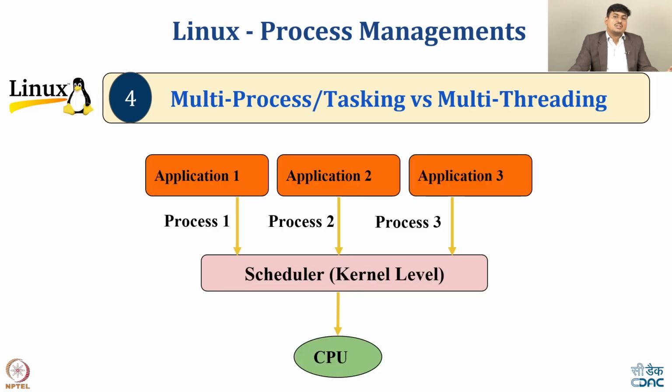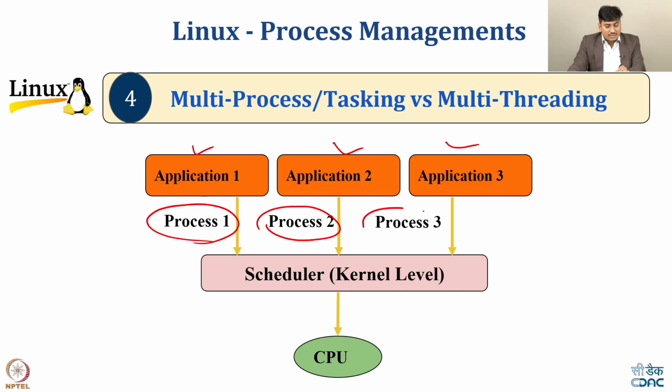When we talk about multiprocessing, what exactly does it mean? In this case, there are different applications running, and every application has a corresponding process. At the back end, the kernel takes care of all these processes, the context switching, the inter-process communication and everything, and makes it happen. So, this is nothing but a multiprocessing scenario.